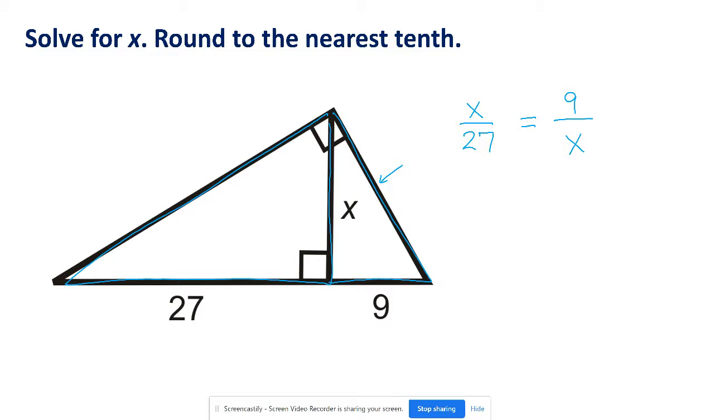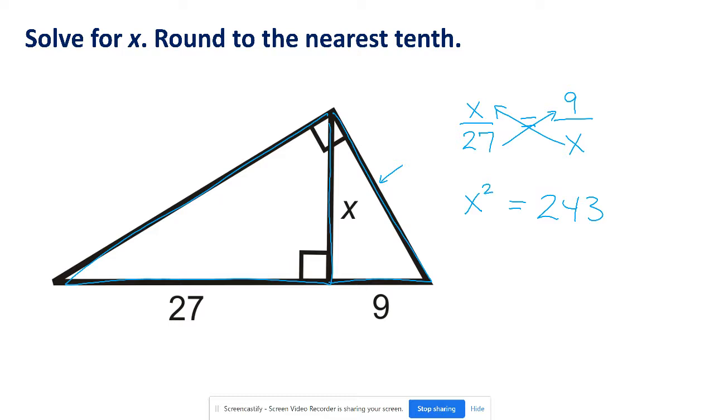Now we cross multiply to solve it. And here's what's going to happen that's different than what we've done so far. When we take 27 times 9, 27 times 9 gives us 243. But when we cross multiply the other way, we have x times x. Well, x times x is x squared. So we have x squared equals 243.